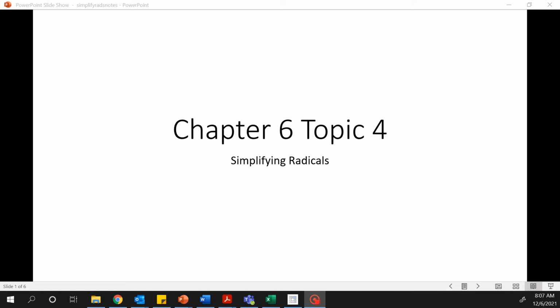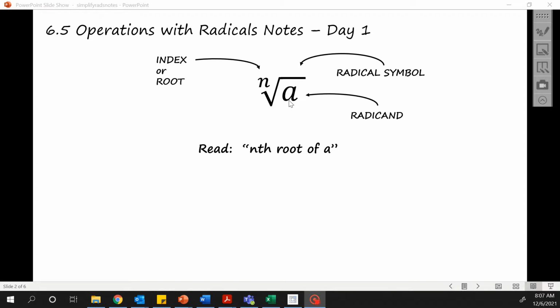Okay, welcome. Today we are looking at Chapter 6, Topic 4, which is simplifying radicals. Okay, so a radical looks like this. This is the radical symbol.